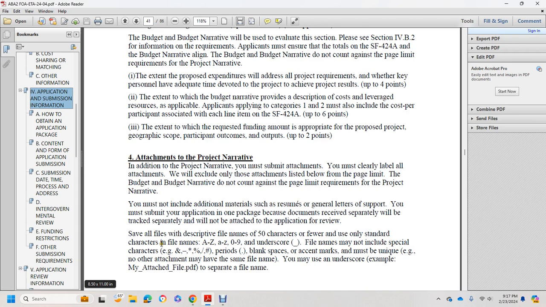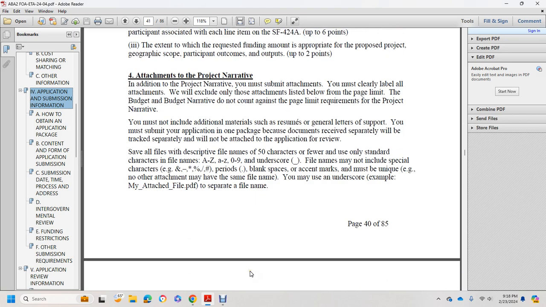Reviewers use only the characters capital A to Z, lowercase a to z, 0 to 9, and underscore in file names. Do not include special characters such as dash, asterisk, percent sign, backslash, period, blank spaces, or accent marks. File names must be unique; no other attachment may have the same file name. You may use the underscore, for example, my_attached_file.pdf, to separate file names.